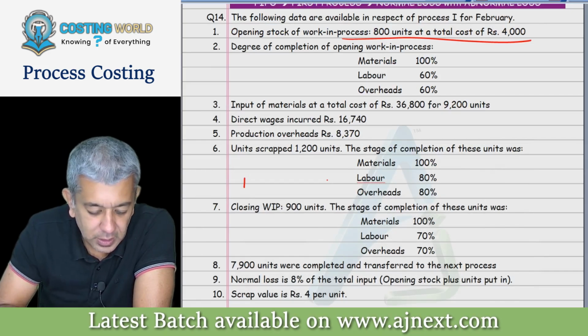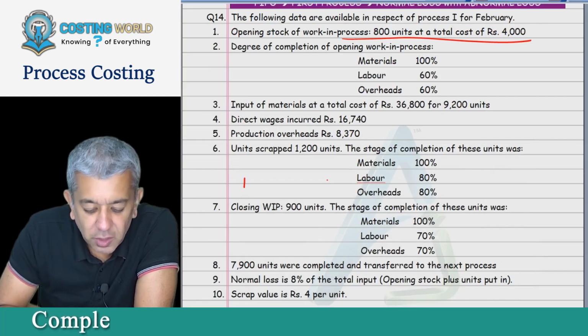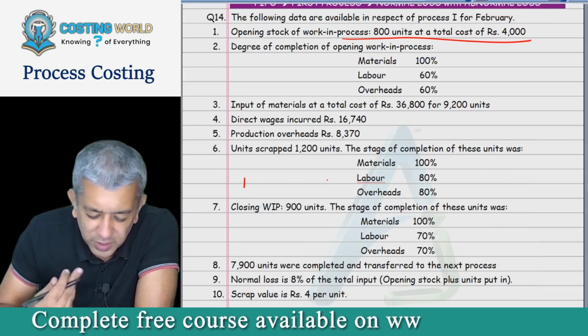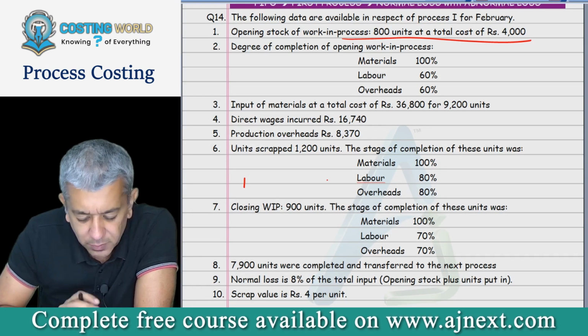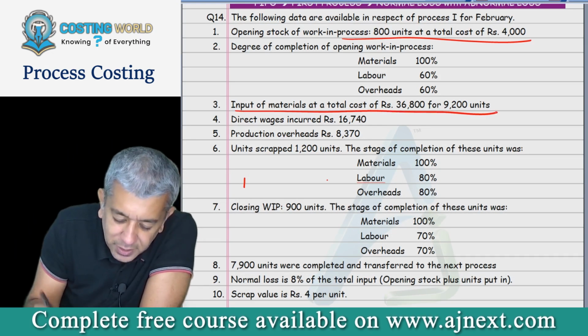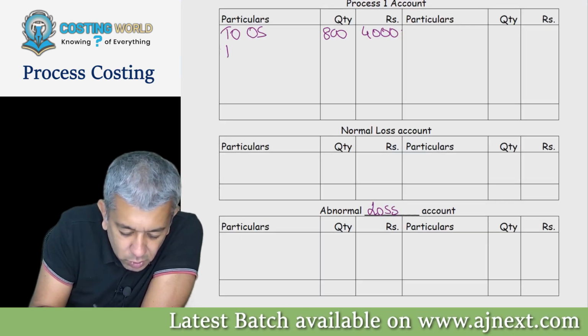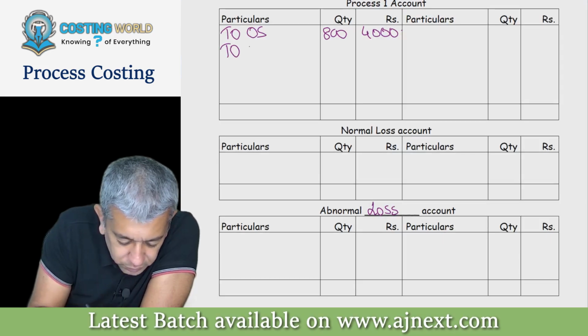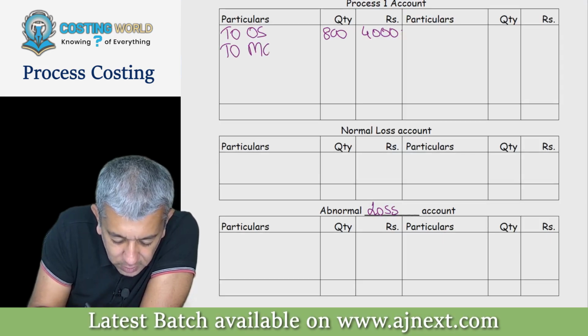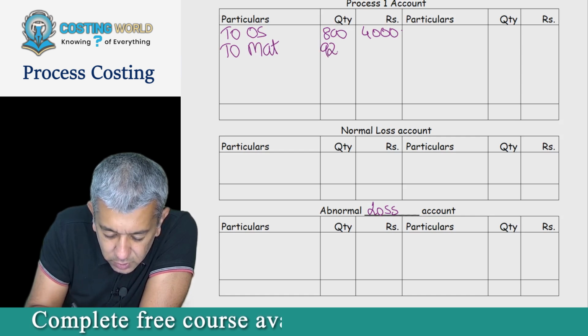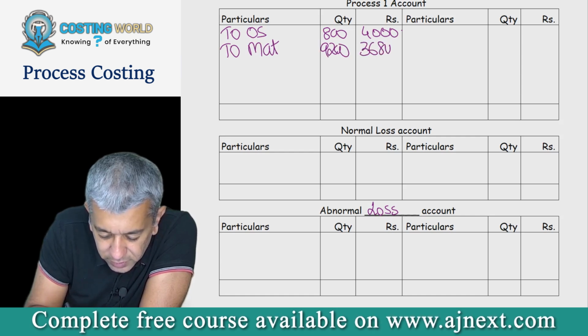Further, degree of completion of opening WIP, that we require at a later stage for statement of equivalent output. Further, input of materials at total cost of 36,800. Okay. So, to material, 9,200 at total cost of 36,800.